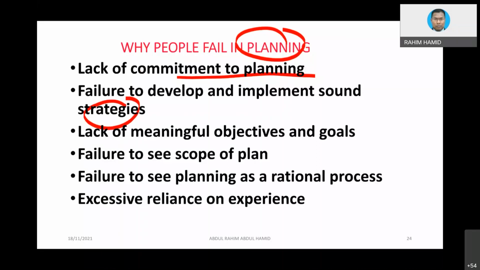You cannot come up with a strategy which is very static, whereas things could be changing, the environment could be changing. Lack of meaningful and objective KPIs that you set, failure to see the scope of the plan, failure to see planning as a rational process, and sometimes planning lacks comprehensive items, where you leave out some of the things.